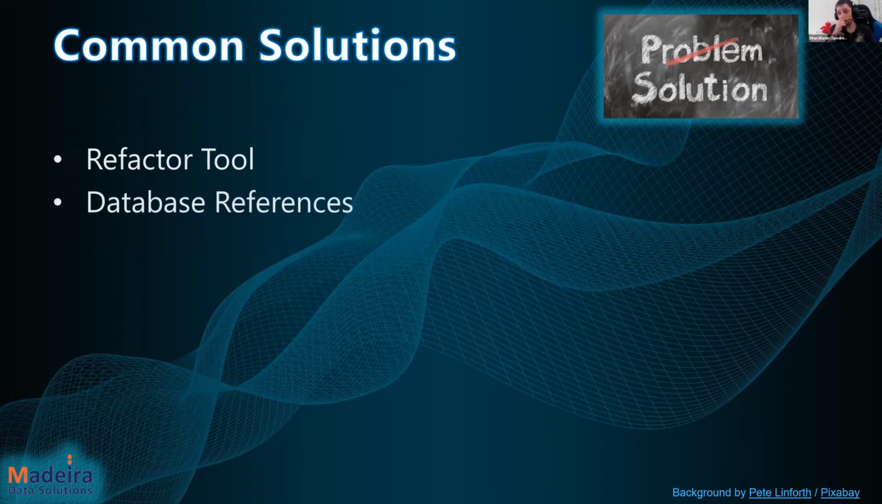Database references are very useful when you have, as I said before, dependencies between your databases. If one database references or executes an object which is in another database, whether that other database is on another server or on the same server.